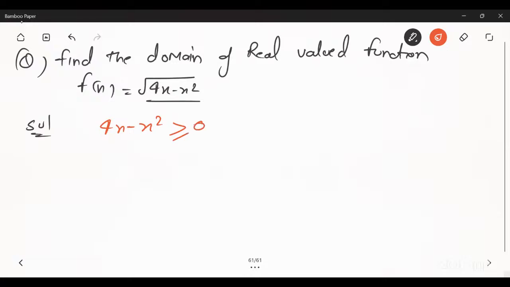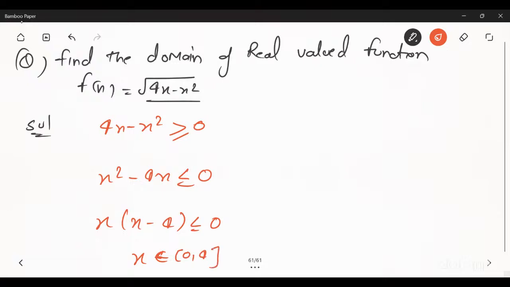So if you take minus common, you will get x square minus 4x less than or equal to 0. Okay. Now if you take x common, x into (x minus 4) less than or equal to 0, which means that x belongs to 0 to 4. So the domain of the function will be 0 to 4. The domain of f is from 0 to 4.